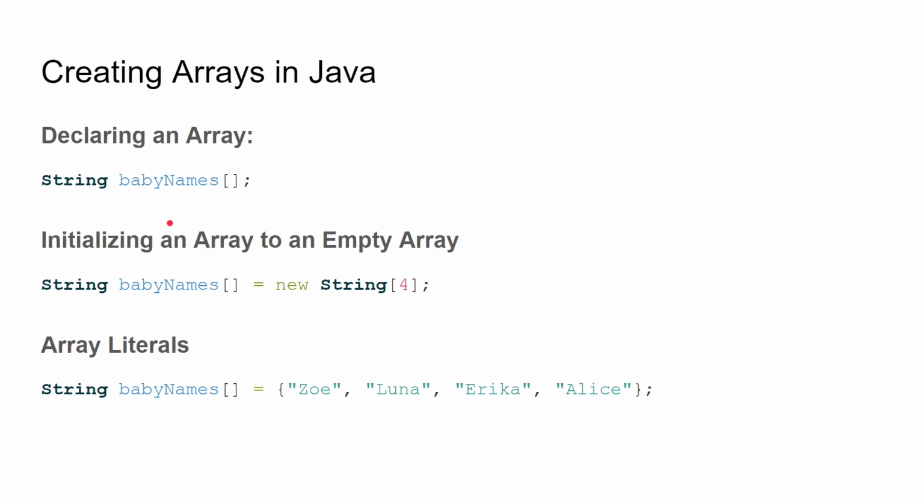So when we create arrays in Java, there are several different ways we can do this. First off, we can declare an array. This just creates an array called baby names, without assigning anything to it, so it doesn't allocate anything for it. We can also initialize an empty array that pre-allocates memory for that array. In this case, we're assigning baby names to a new array of strings with 4 strings in it. And we can also assign actual values to it. This is an array literal. Essentially, you're just putting values separated by commas between curly braces, and it's already pre-initialized.